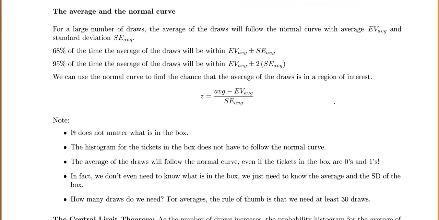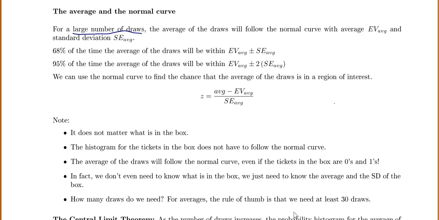So a few notes: it doesn't matter what's in the box, because the histogram for the tickets in the box doesn't have to follow the normal curve. The average of the draws will follow the normal curve, even if the tickets in the box are just zeros and ones. It can be anything you want. The average will always follow the normal curve if you have a large number of draws. In fact, we don't even need to know what's in the box, we just need to know the average and standard deviation of the box.